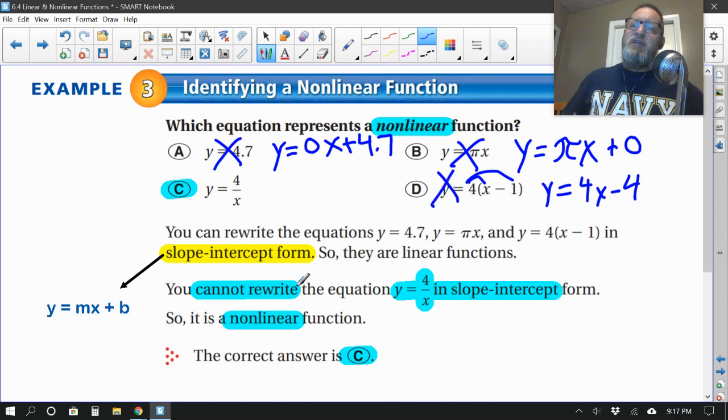And here's the explanation down here. You cannot rewrite the equation y equals 4 divided by x in slope-intercept form. So it is nonlinear. There we go. So the short answer to this is, can you rewrite it in slope-intercept form? Or is it already in slope-intercept form? Well, if that's the case, it's linear. If you can't, in this case, they're using division instead of multiplication like we want right here, 4x, not 4 divided by x, then you would end up with a nonlinear function. If we tried to make a graph out of this, it would not be a straight line.